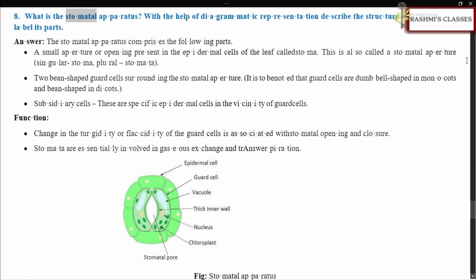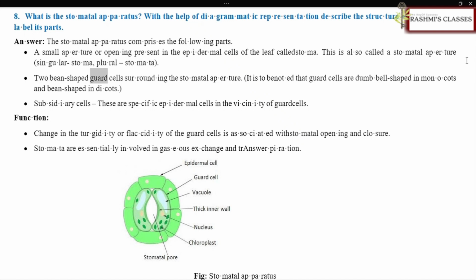What is the stomatal apparatus? With the help of diagrammatic representation, describe the structure of stomata and label its parts. Answer. The stomatal apparatus comprises the following parts. A small aperture or opening present in the epidermal cells of the leaf called stoma. This is also called a stomatal aperture, singular stoma, plural stomata.